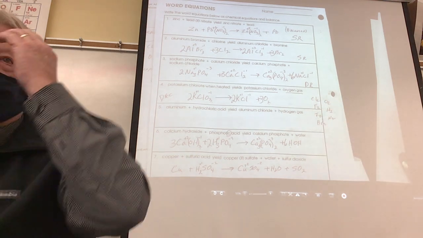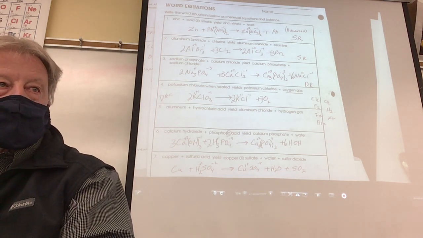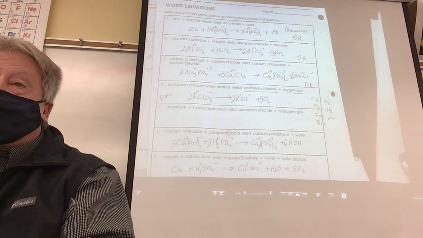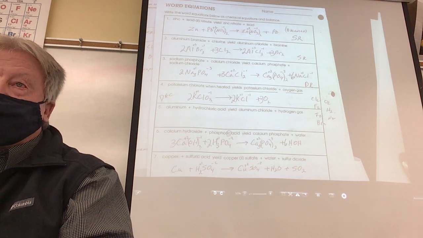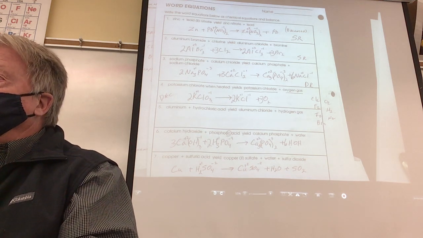So if you just remember your diatomic elements, you would have gotten those right, wouldn't you? Some of you didn't know how to write the formula for aluminum oxide. That's disappointing. Yeah, I'm going to say it. That's disappointing.